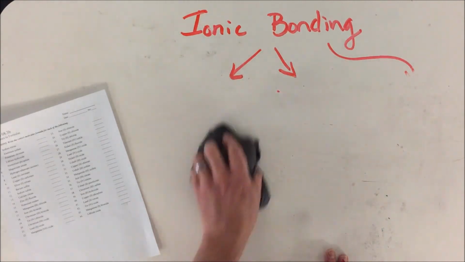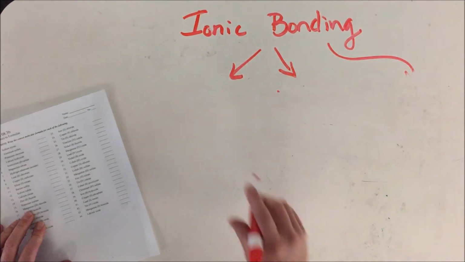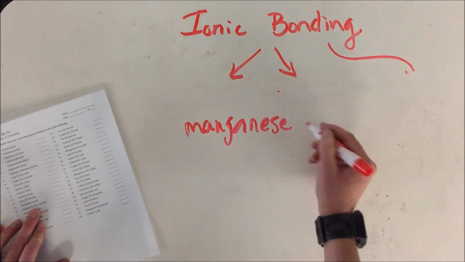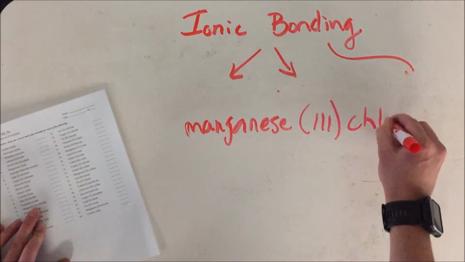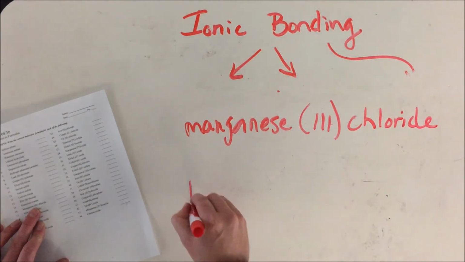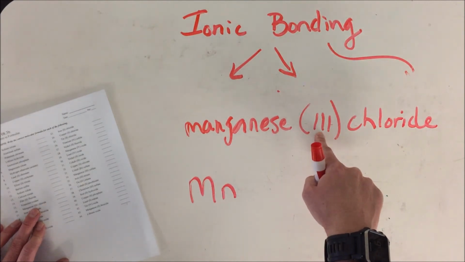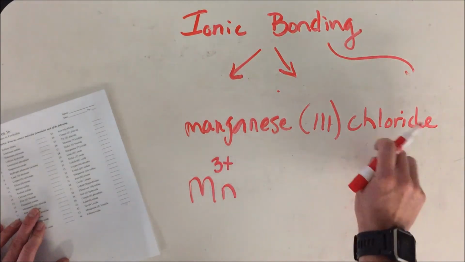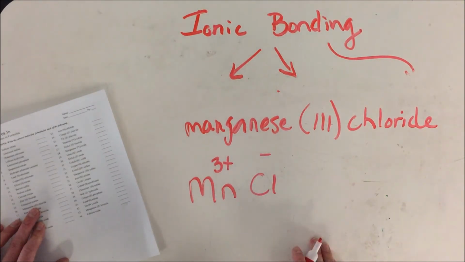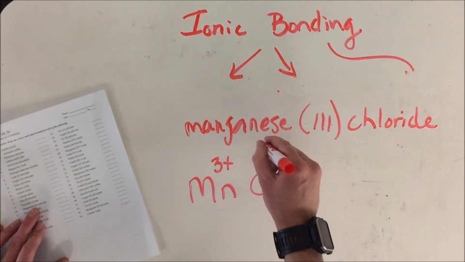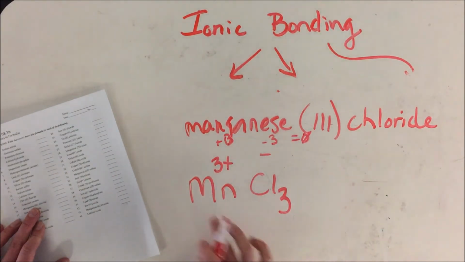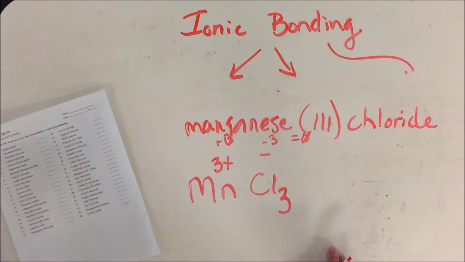Now I'm going to do another example, manganese(III) chloride. Manganese is Mn, and the number inside the Roman numerals inside the parentheses is a 3+. Chloride is Cl-. I would technically need 3 of these. 3 times -1 is a total of -3. 1 times a +3 is a +3. That gives me 0. So MnCl3. That's the answer to number 16.